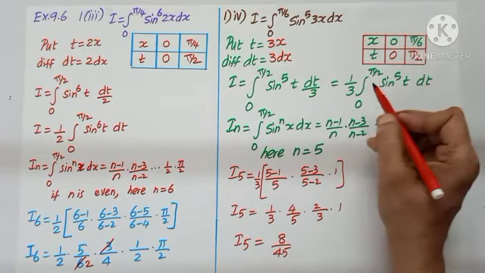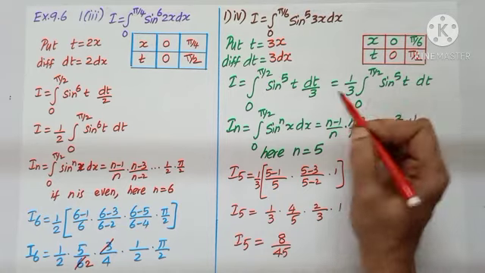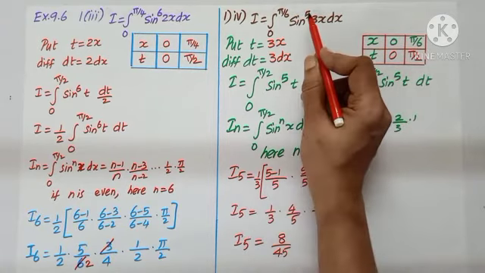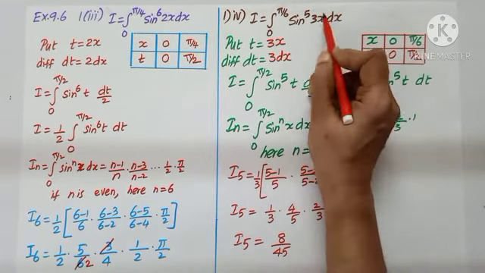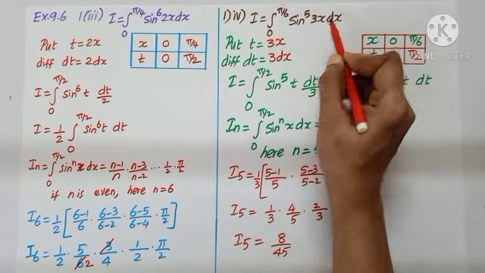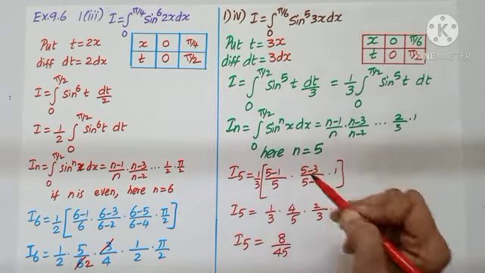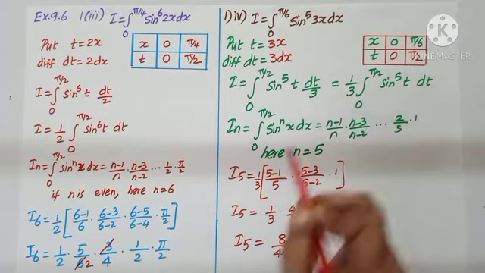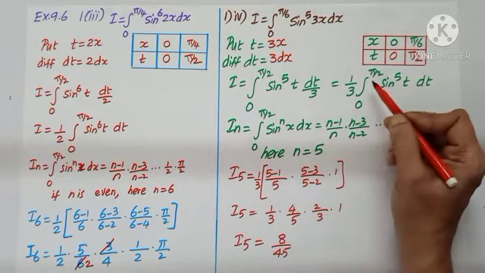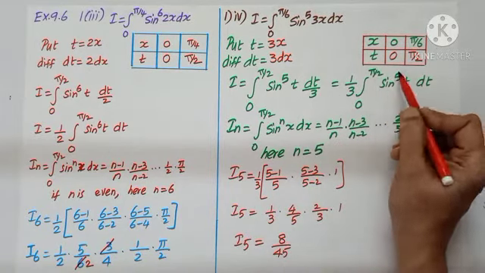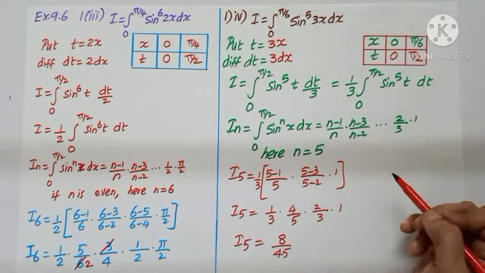We can change the limits and write 0 to pi by 2, sin power 5. 3x is t, dx will be dt by 3. Bring 1 by 3 out. Now it is 0 to pi by 2 integral sine power 5 t dt.